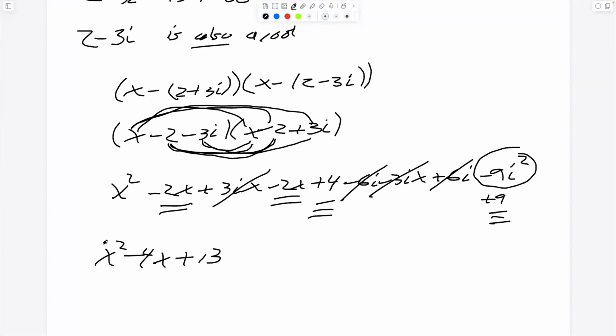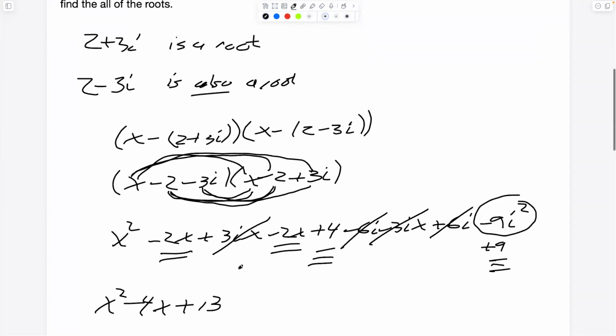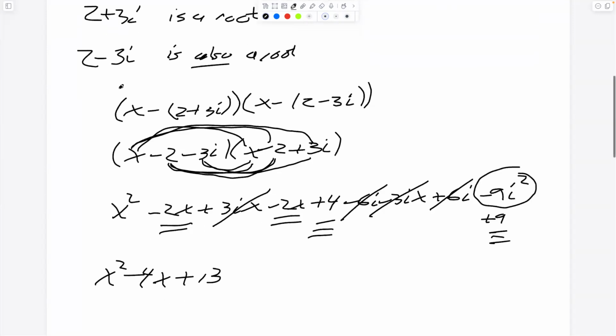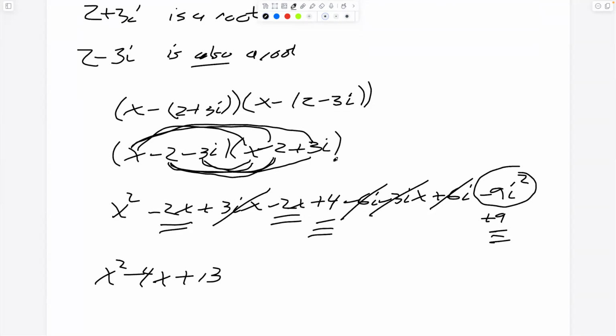And you could check that. That's what I would recommend at this point. Use quadratic formula on this guy. Set this equal to 0, use quadratic formula. You should get these two roots. That's how you check and make sure you haven't goofed here.